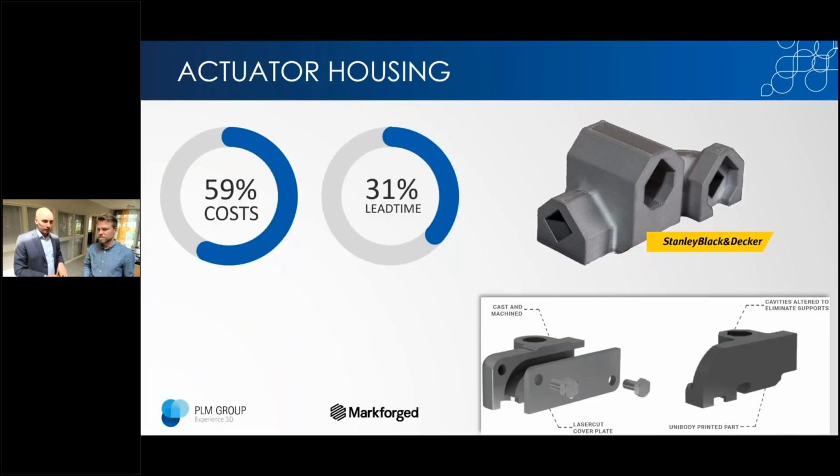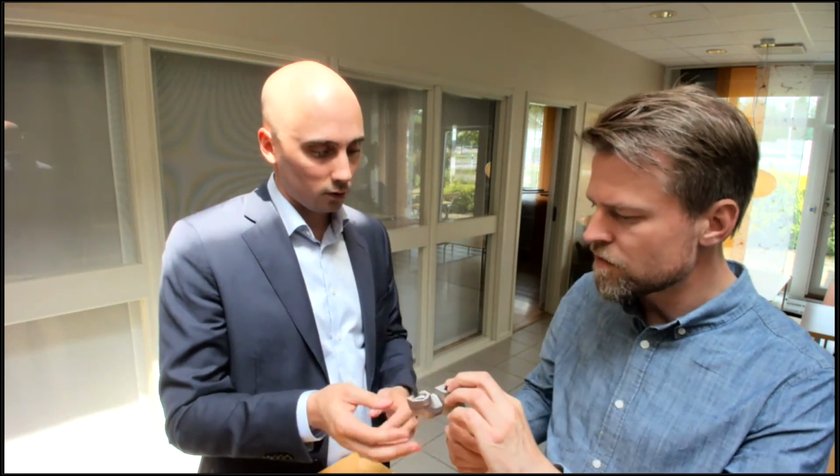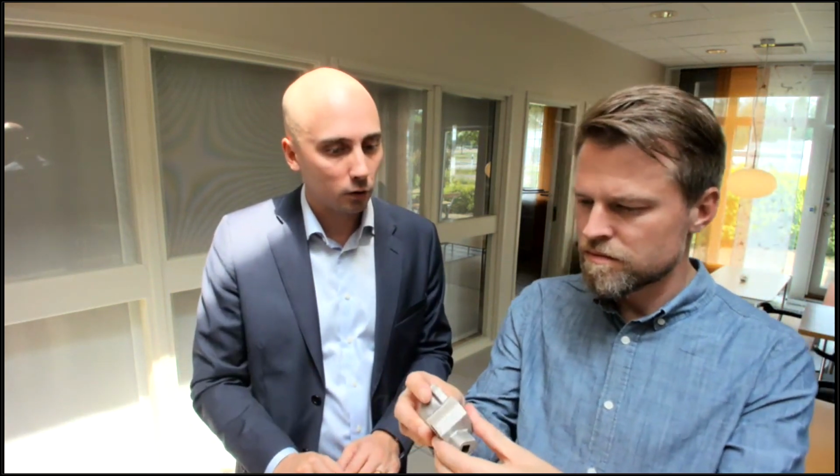Another good example, and this is on a metal machine. That's a Markforged Metal X machine. Another part that was designed to be printed. This is an actuator housing for an outdoor tool. It needs to be very resistant to stresses, wear and fatigue, but also be lightweight.